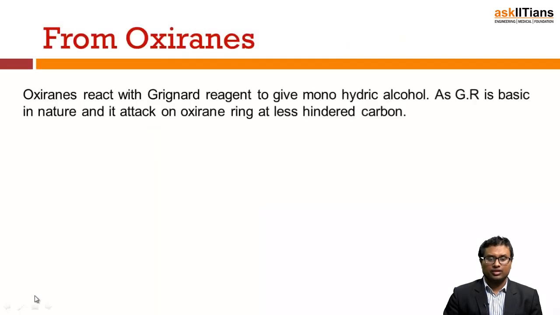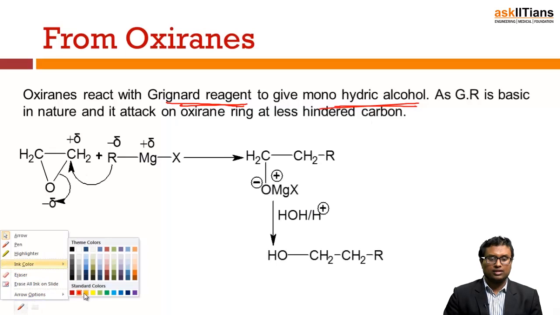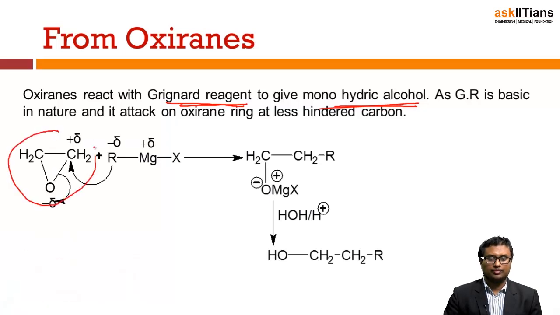From oxiranes. Even oxiranes react with Grignard reagent to give monohydric alcohols. So you can see here you have an oxirane. What is oxirane? This is oxirane. Just like your Grignard reagent reacted with aldehydes and ketones to give alcohol, the same mechanism is happening when Grignard reagent reacts with oxirane. Your R gets attached to carbon, then you will get O minus MgX, then it undergoes hydrolysis, and you will get an alcohol.